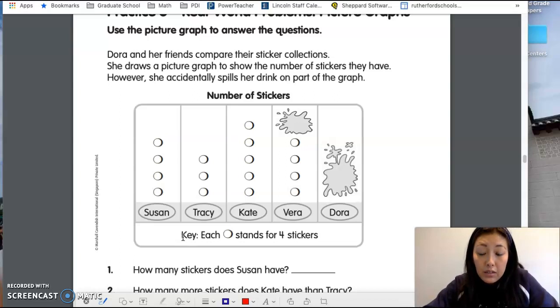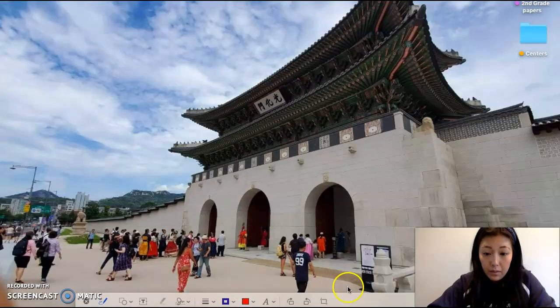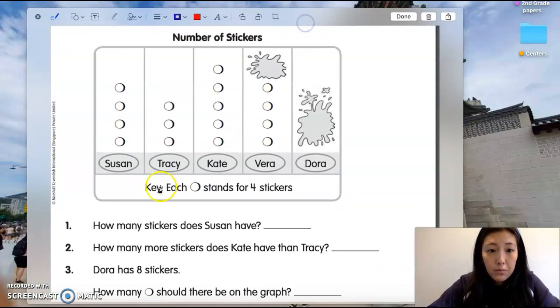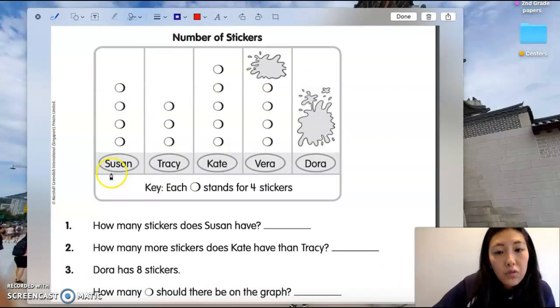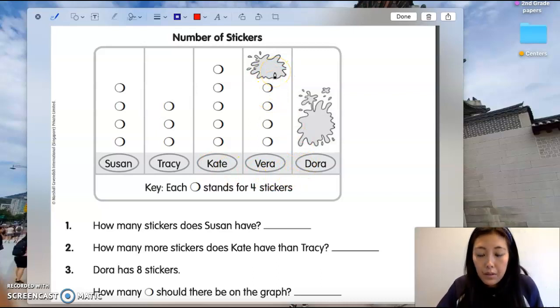So here it says each circle stands for 4 stickers. What I would like to see you do first is make sure you label your picture graph. So let's get started. Here's an example. Here's the picture graph again. The first thing I notice is I see Susan, Tracy, Kate, and Vera. Vera, we know part of it, but remember, some things spill. And we don't know Dora's.